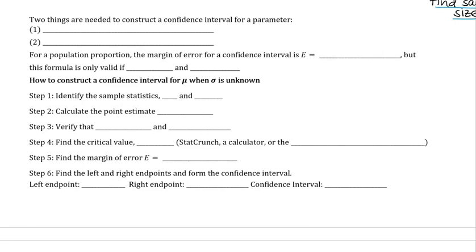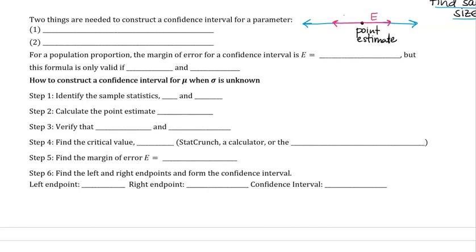Now, at this point, we have already talked about how to find the point estimate for a parameter, and we already know from our experience forming confidence intervals for population means that to write a confidence interval, the two things that we need is first and foremost, we need a point estimate. We know how to find that now. We found that in the last example. It's our sample proportion.